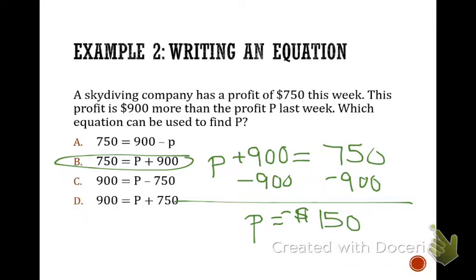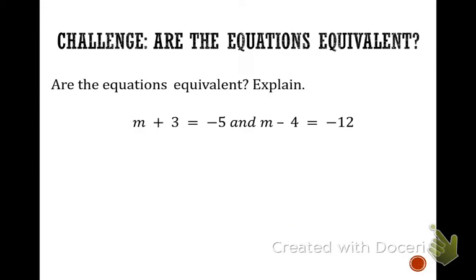Okay. So now we're actually going to skip this one, and not because it's not important. Well, maybe not skip it, but let me just explain it. If the equations are equivalent, I'm going to have the same value for m. So m plus 3 equals negative 5. Let's just talk through this. How would I get m by itself? Y'all tell me.